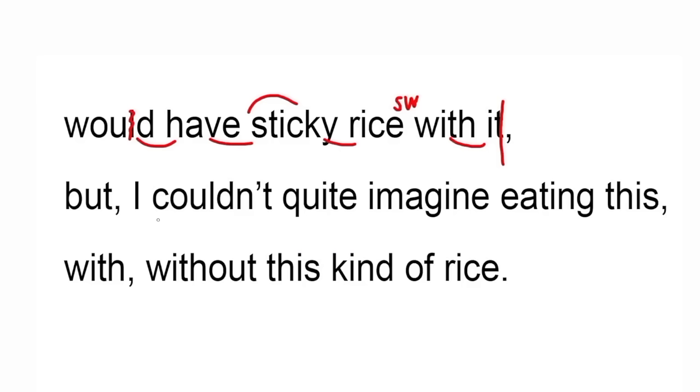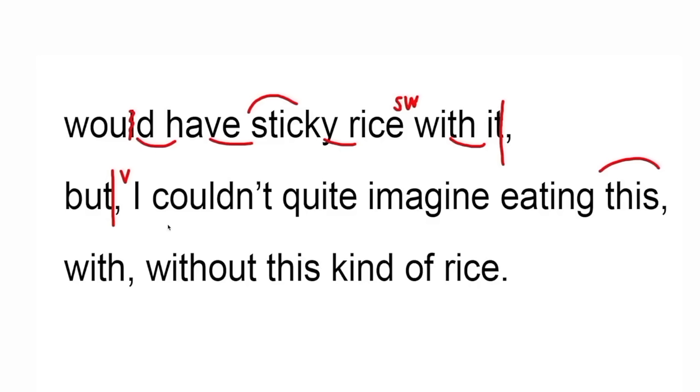But I couldn't quite imagine eating this. This is the most stressed, as she's pointing to something. So she puts a little break here between but and I. If she didn't, she would have flapped the T: but I couldn't. Since she doesn't, she puts a break, separating these into two thought groups. We have a stop T.